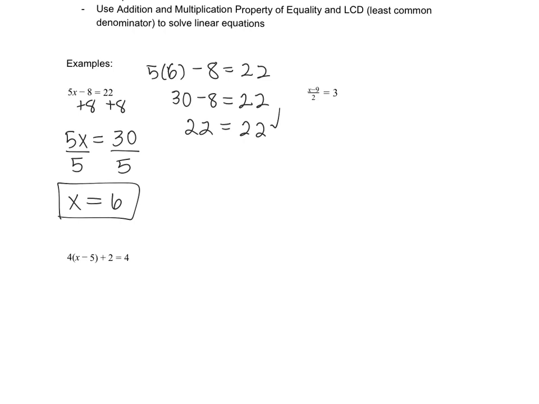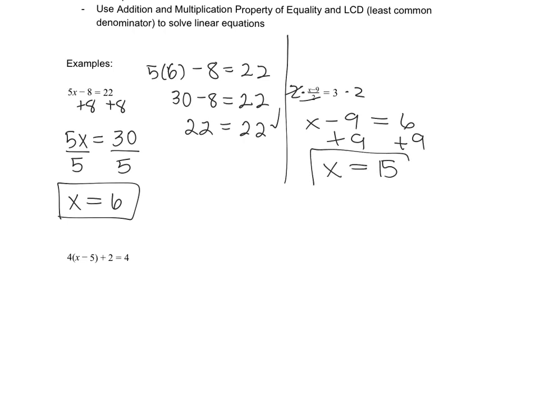So our next example is x minus 9 all over 2 equals 3. So my first step is I want to get rid of that division, that divided by 2. So the way I can get rid of division is multiplication. So I'm going to multiply both sides by 2. And when I multiply the left side by 2, 2 divided by 2 becomes 1, so they're going to cancel. So I'm left with x minus 9 on the left equals, and then 3 times 2 is 6. Now, to get x by itself, we're going to add 9 to both sides, and we get that x equals 15.